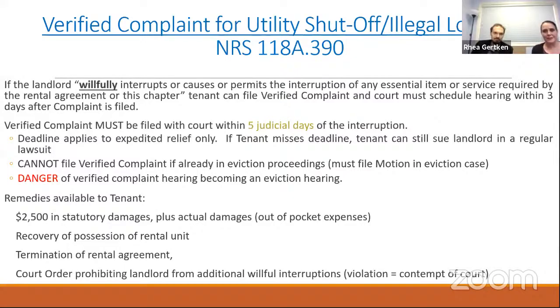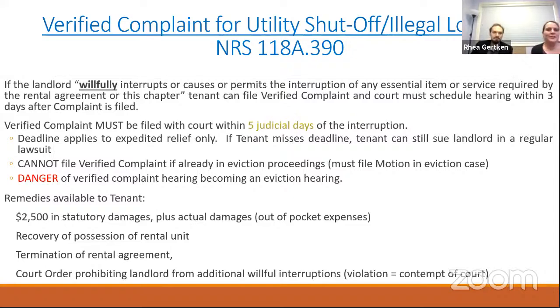Then in addition to the $2,500 in statutory damages, you also get your actual damages, which means your out-of-pocket expenses. So let's say that your landlord takes the door off your hinges, and so you no longer have that essential service of a working locking door. Well, you can't stay there if the door's off the hinges, so you're going to have to go find alternate housing. So maybe you have to go and stay in a motel for a couple of days while you're waiting for your hearing. That means that your out-of-pocket expenses would be the cost of the motel.